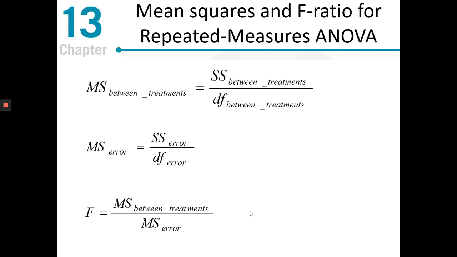And so now we have our last step in terms of finding the F. The mean squares between treatments is going to be the same as the one-way ANOVA. So we're going to take sum of squares between treatments divided by degrees of freedom between treatments. And again, that number is the same as from our one-way ANOVA. What's different is our MS error should be smaller. MS error is sum of squares error divided by degrees of freedom error. And then once we have that, we solve for F by taking mean squares between treatments divided by mean squares error.